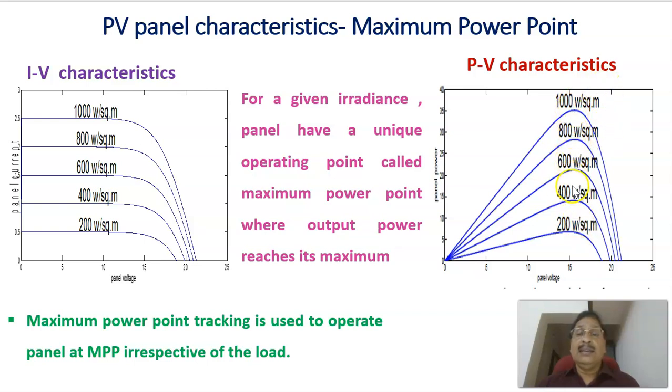Like that, this is 600 watts per square meter, this corresponds to 400 watts per square meter, and this corresponds to 200 watts per square meter for the PV curve. As we can see, the maximum power gets reduced as the irradiance reduces. Therefore, for a given irradiance, the panel has a unique operating point called the maximum power point, this point, where the output power reaches a maximum value. Maximum power point tracking is used to operate the solar panel at the maximum power point irrespective of the load condition.